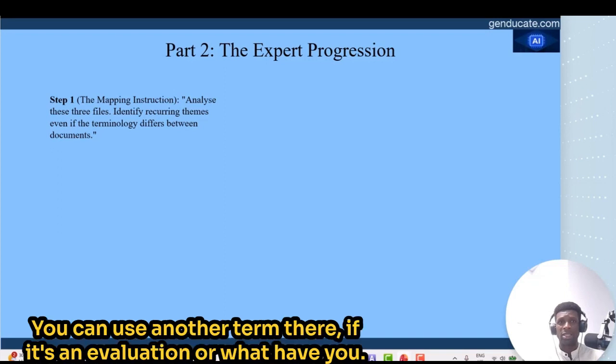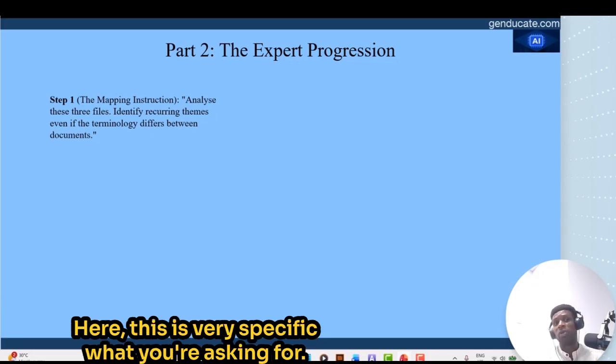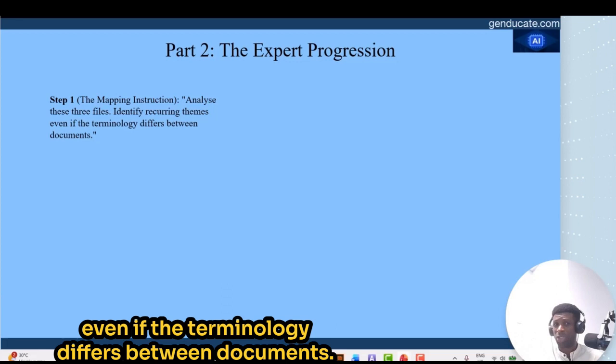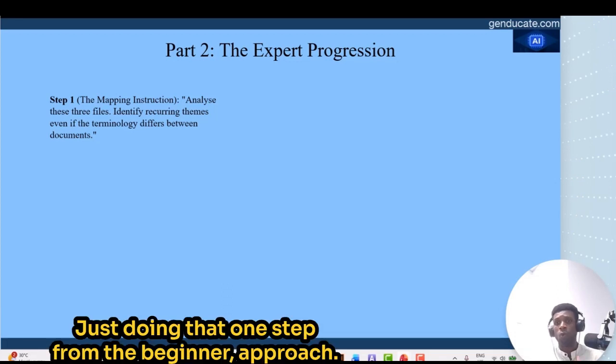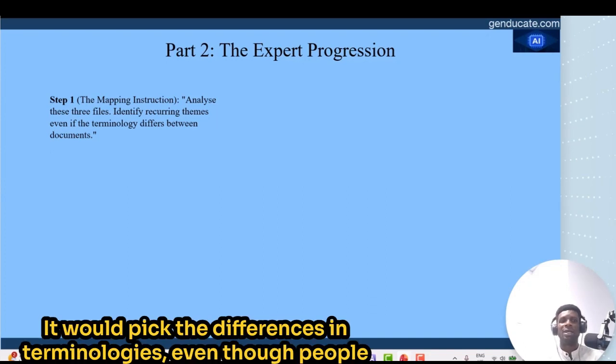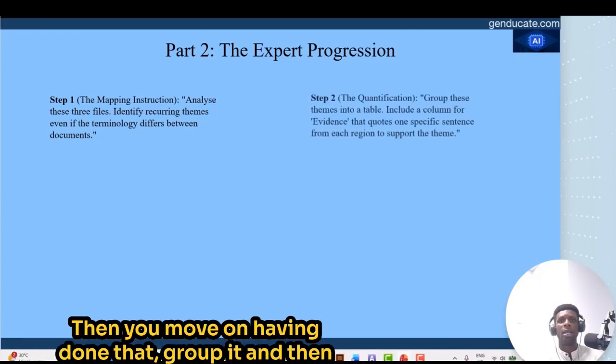You're saying to analyze. You can use another term there if it's an evaluation or whatever you see. And then identify recurring themes. This is very specific in what you're asking for. You're saying to analyze first and then recurring themes, even if the terminology differs between documents. Just doing that one step from the beginner approach, you've made a big difference. It would pick up the differences in terminologies, even though people are saying something similar. Then you move on. Having done that, group it.